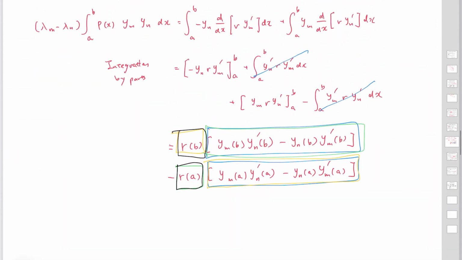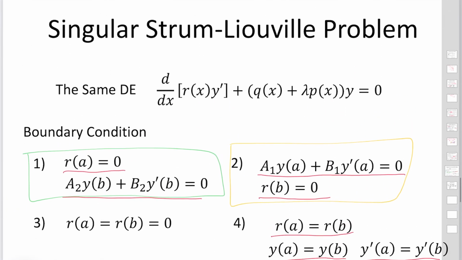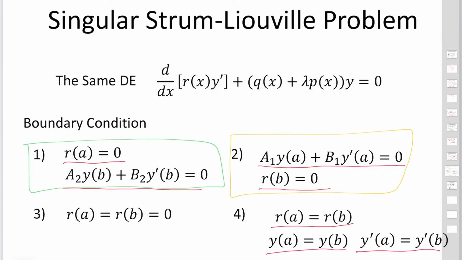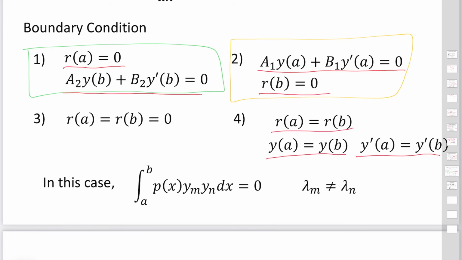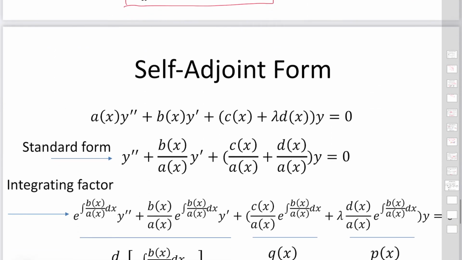If you look at the right hand side of the equation, if these conditions are satisfied, the right hand side becomes 0. In the case of the singular Sturm-Liouville problem, strange boundary conditions are given, but always the right hand side becomes 0, and we could explain the orthogonality of the functions. Then you might wonder how we can find functions such as r. I would like to explain how to find them.